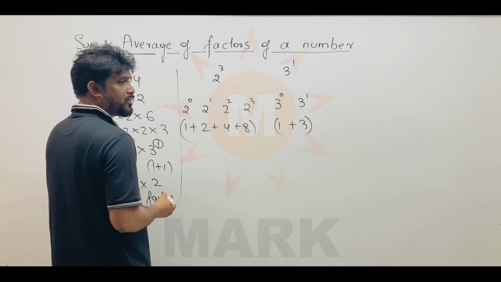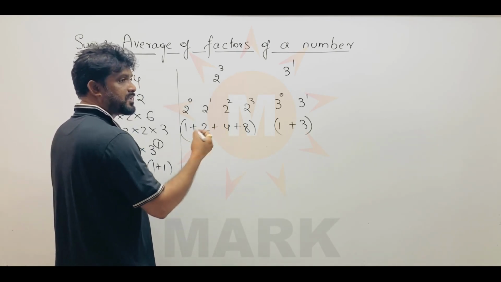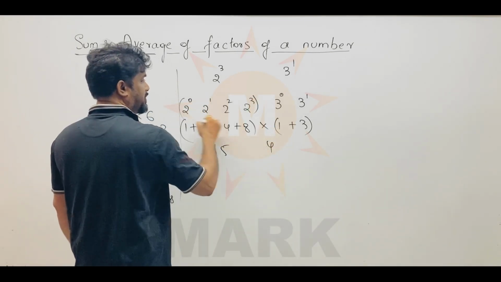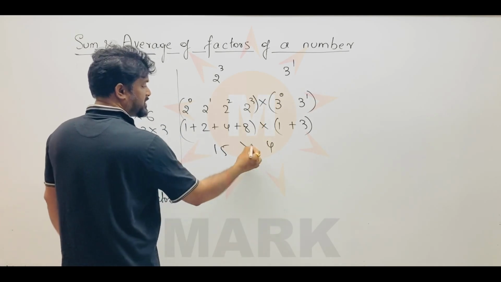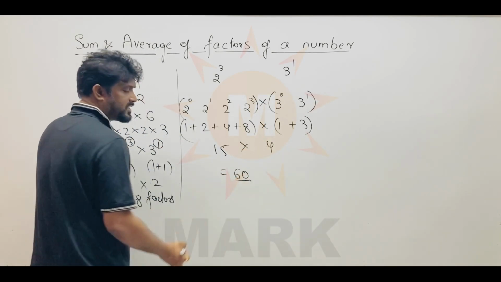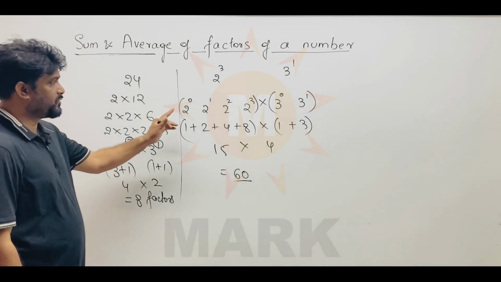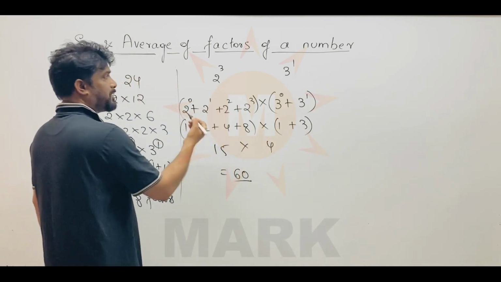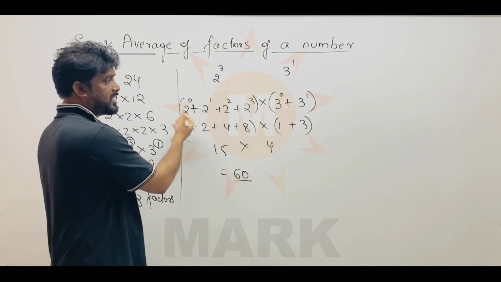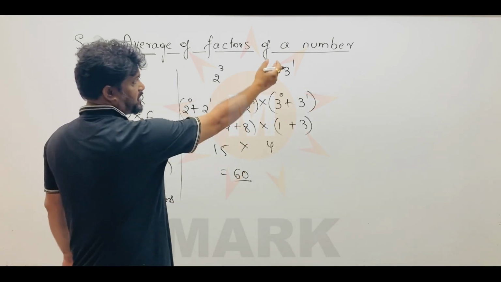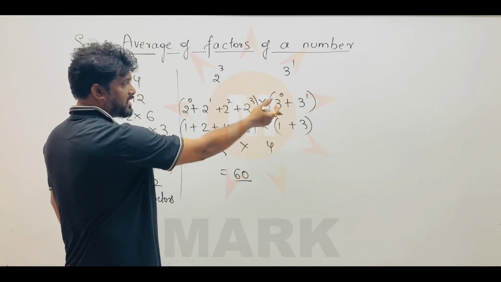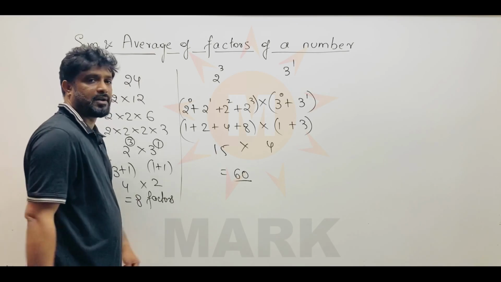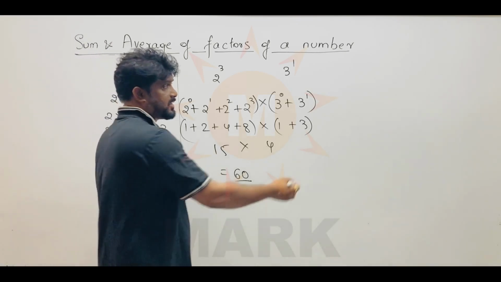So 1 plus 2 is equal to 3, 3 plus 4 is equal to 7, 7 plus 8 is equal to 15, and here it is 4. Then we'll multiply these numbers. So the sum of all the factors is 60. First we take the factors of 2 power 3 and add them up, and we take the factors of 3 power 1 including 1 and add them up. The sums we got are 15 and 4, then we multiply them, that is 60. We'll verify whether it is correct or not.